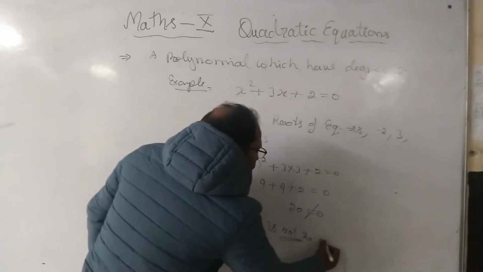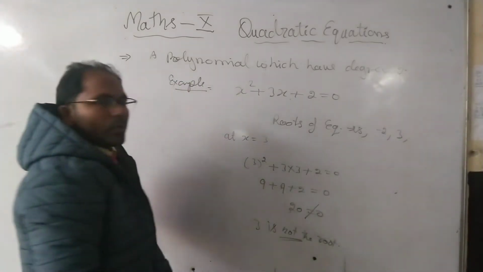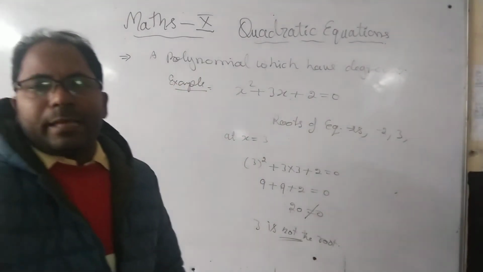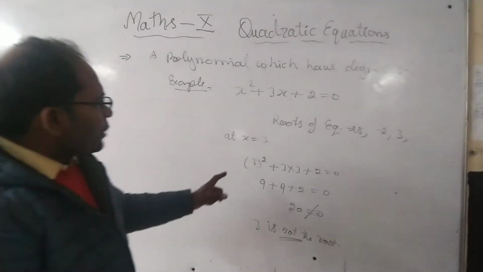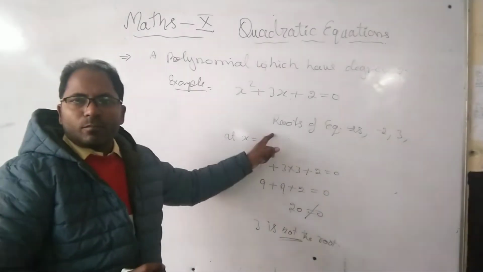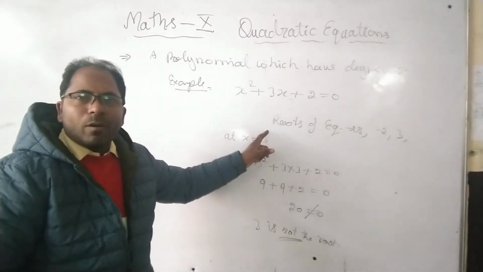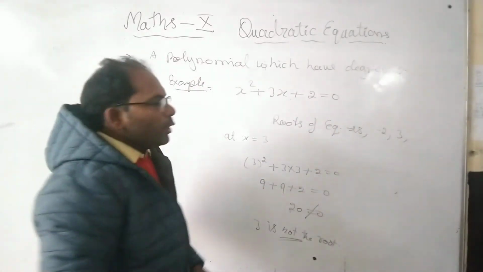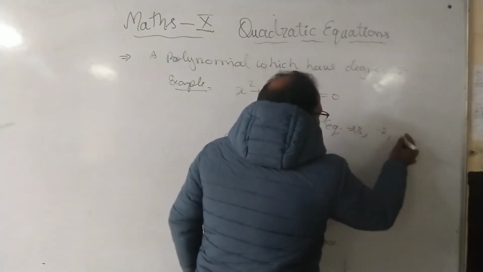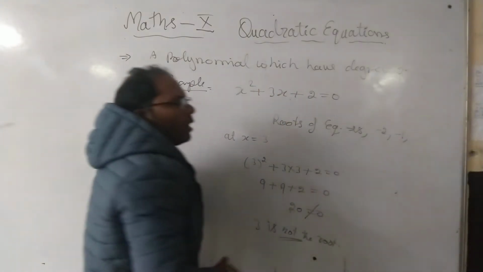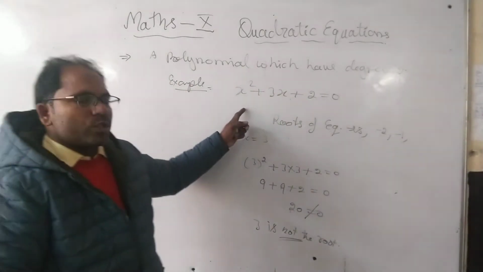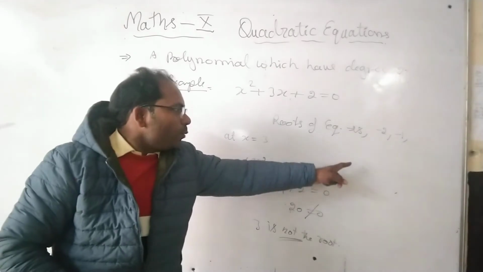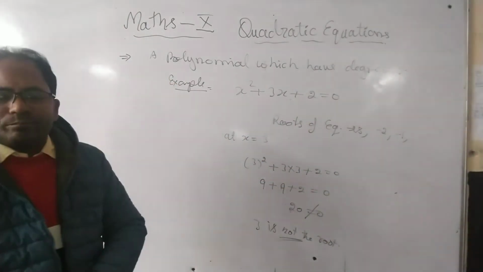Not the root of this equation. So friends, if roots are there, the roots must satisfy the equation, whatever is given. If both the values satisfy this equation, then if we use 3 in place of x, and then minus 1, minus 1 will satisfy this quadratic equation.